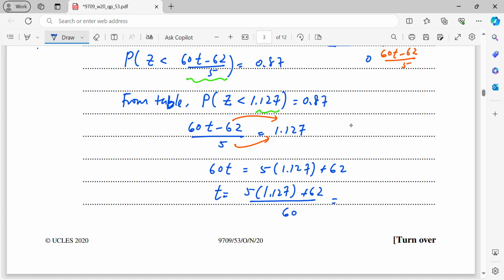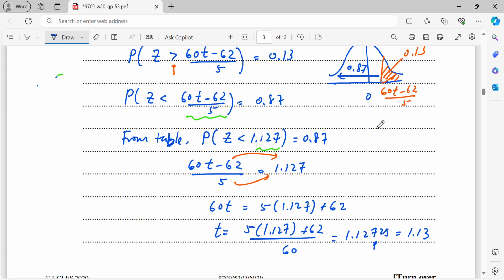Then this is going to be 1.12725. And at last, round up to 3 significant figures. So look at the fourth significant figure. This is more than 5. Then you round up. It will be 1.13. That's the t value.